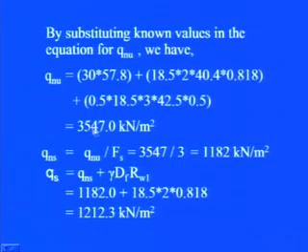Now, by substituting known values in the equation, the net ultimate bearing capacity can be determined as 3547 kilonewton per meter square. And by the usual method, we can find out q net safe. If q net ultimate is known, factor of safety is known. So, we simply divide it by factor of safety and we obtain net safe bearing capacity, and that is equal to 1182 kilonewton per meter square. And the q safe is equal to q net safe plus gamma Df into Rw1, and that comes out to be equal to 1212.3 kilonewton per meter square. So, in this manner we can find out the effect of the water table.